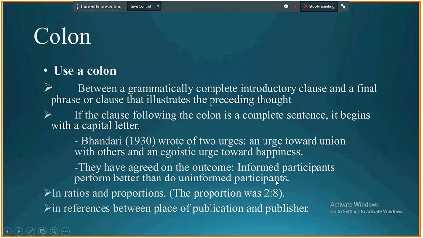That's all. And the second, the third one is between the ratio and the proportion, means two ratio, two is to it. And the last one is in reference between the place of publication and the publisher. Between the publication and the publisher, we must use a colon between them.